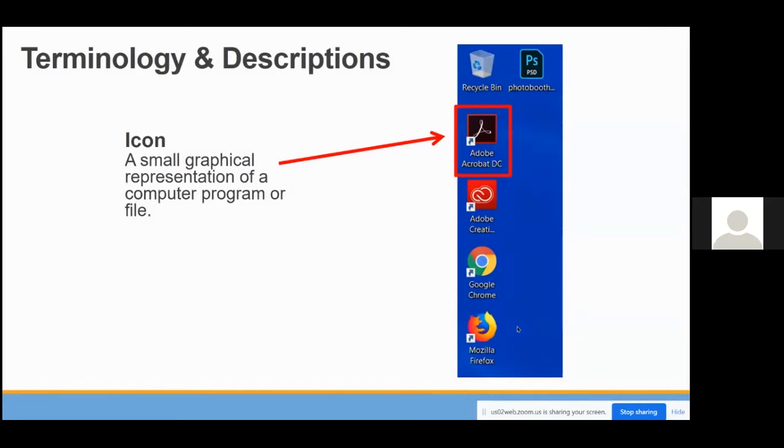Okay. So an icon is a small representation of either a file or a program on your computer. So whenever you click on, say, Google Chrome or Firefox or whatever you used to get to the webinar today, you probably had to click on an icon to get to it.